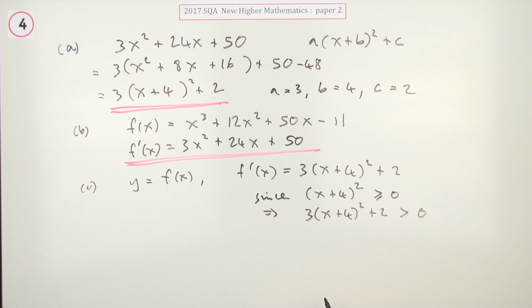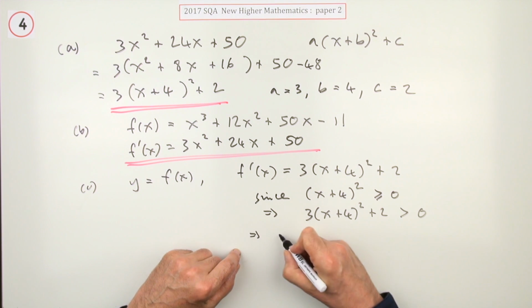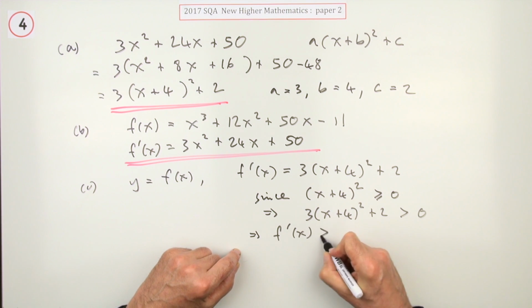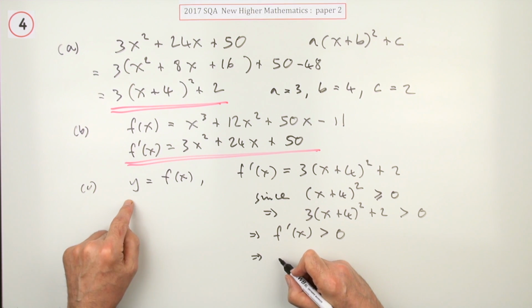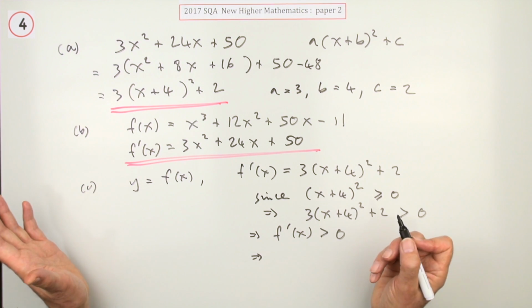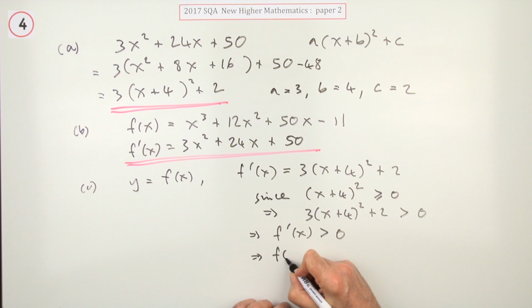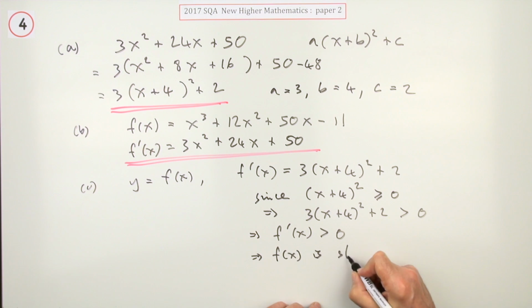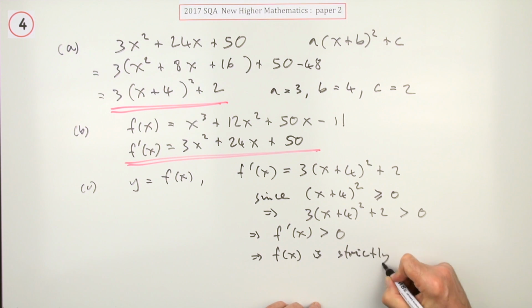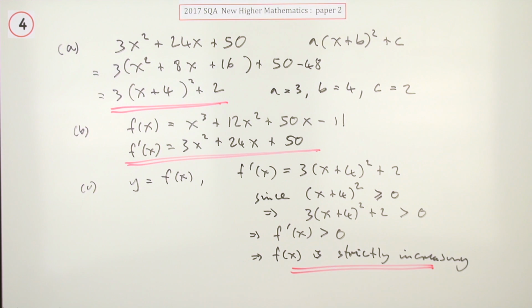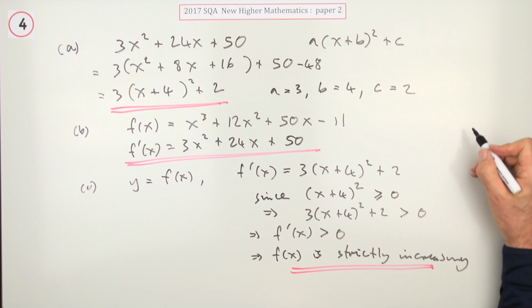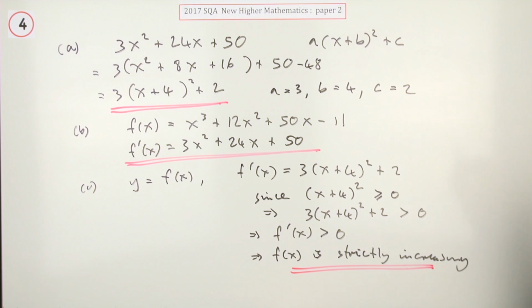So there's no equal to in this, which means f dashed x is always greater than 0, which means the curve, but you could really just talk about the actual function itself, so I'll just put f of x is strictly increasing. The alternative would be to use a table and show which way it was heading.